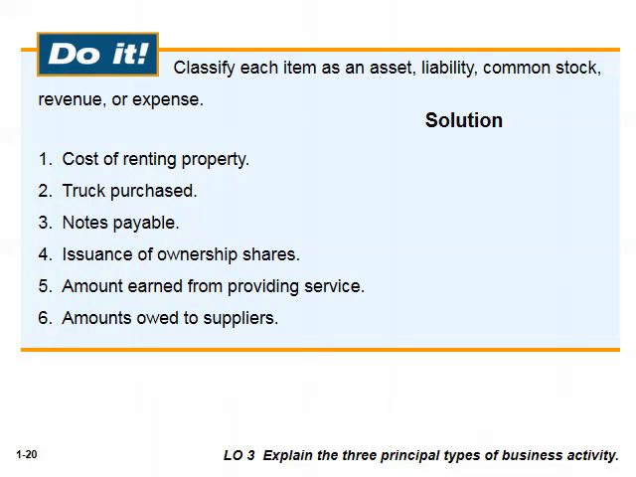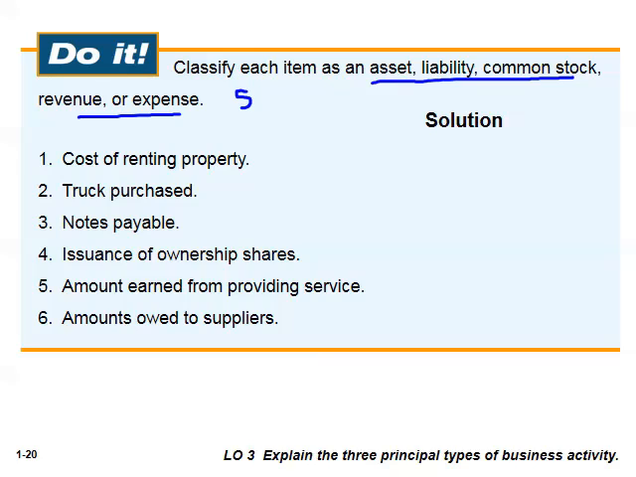All right, classify each item as an asset, liability, common stock, revenue, or expense. Those, by the way, are the five different categories of accounts. And the sooner you understand those different categories, the easier your life is going to be in this class.